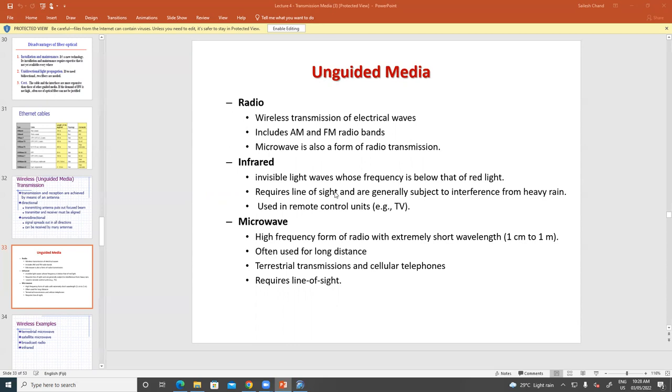Microwave, it says high frequency. Compared to infrared, that is a low frequency. When we talk about frequency, we're talking about the signal, the sine wave. Low frequency means maybe 10 complete cycles in 1 second. But compared to that, microwave is high frequency, maybe 100 cycles in 1 second, right? That makes it possible for more data to be transported in the same amount of time, with extremely short wavelength, 1 centimeter to 1 meter, often used for long distance and terrestrial transmission and cellular phones, telephones, and requires line of sight.